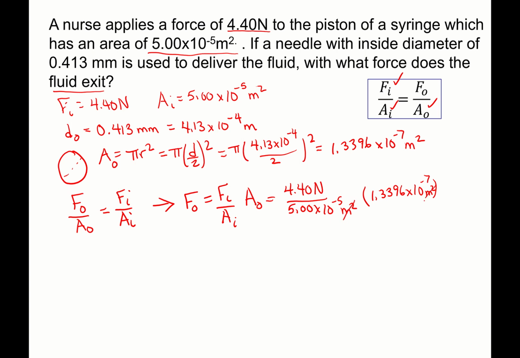Okay, so you can see the meter squared units will cancel out and leave me with newtons. So the force on the output is 1.1789 times 10 to the negative 2 newtons. And now I need to look at my number and round it off to the correct number of significant figures, which looks like it's 3 based on the numbers given in the problem. So 1.18 times 10 to the minus 2 newtons. So the fluid that goes into your arm when you get an injection actually has quite a small force, and that's why it doesn't hurt very much.